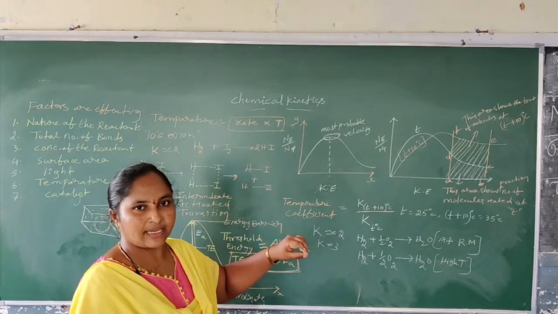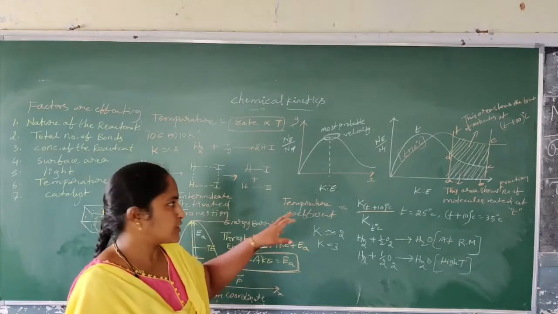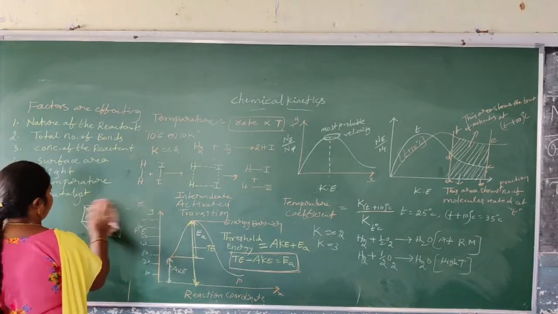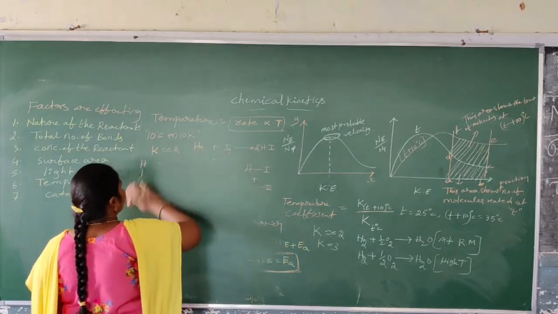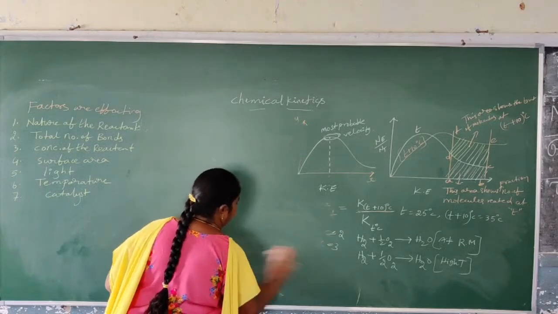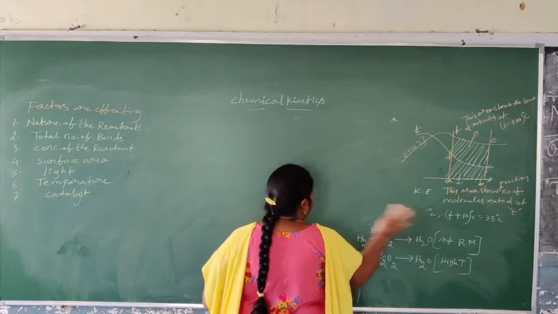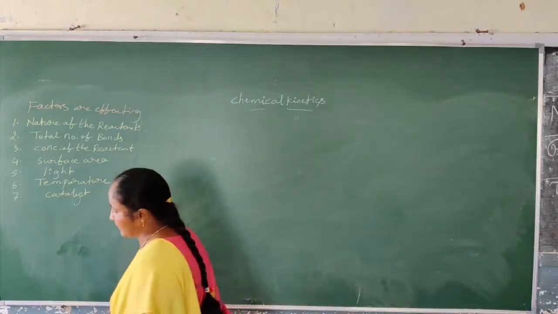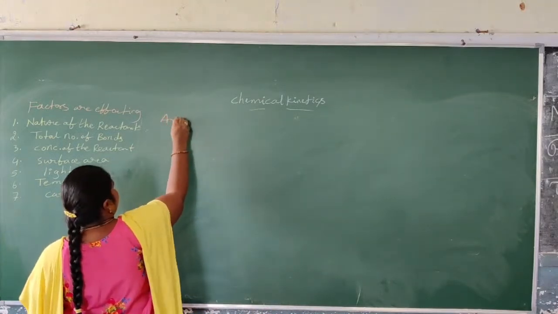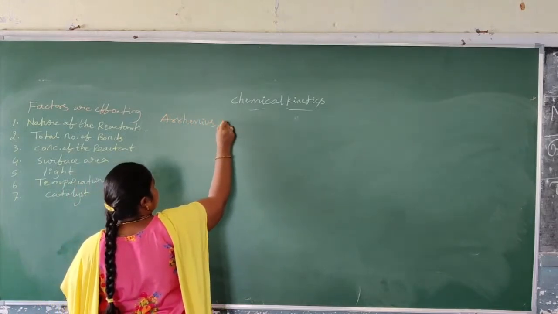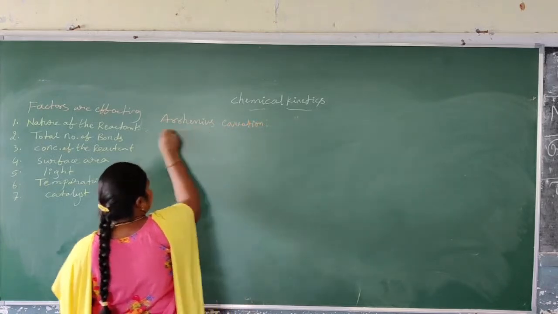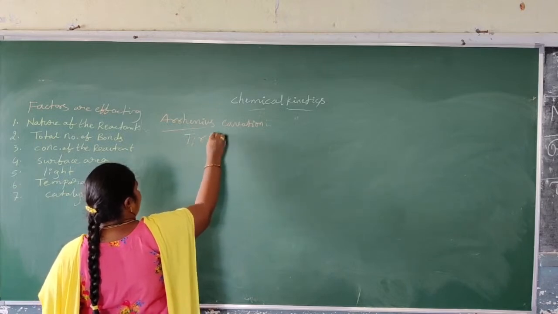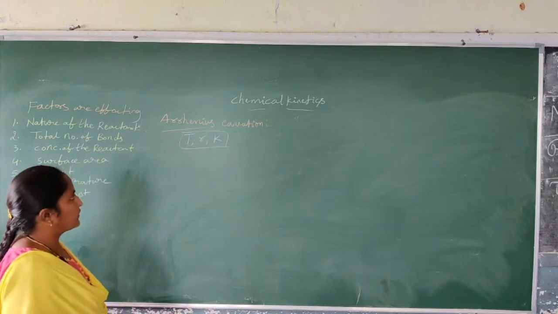For most reactions, when we increase the temperature by 10 degree centigrade or 10 Kelvin, the specific rate constant will double, or for some reactions, it will triple. Next, Arrhenius gave a quantitative relationship between the temperature, rate of reaction and rate constant.